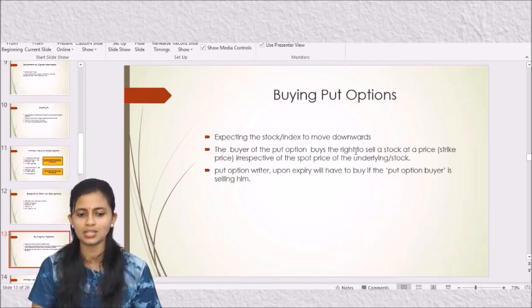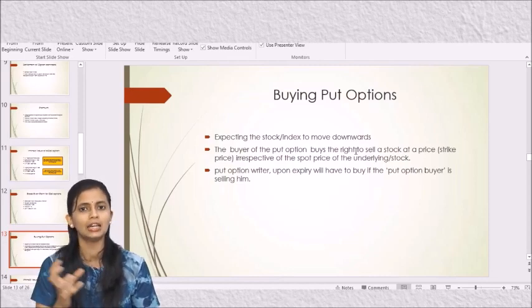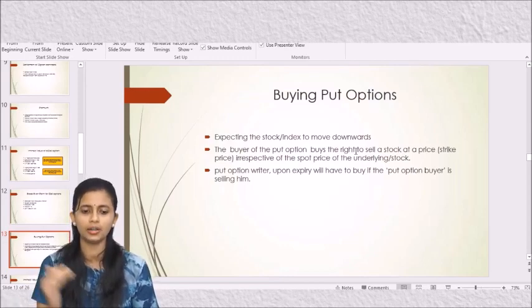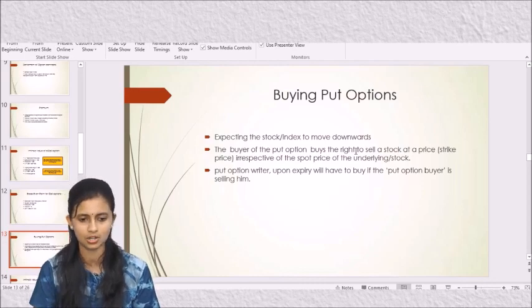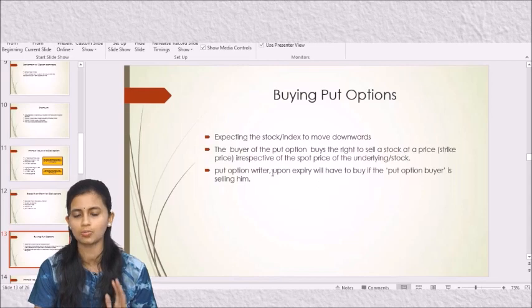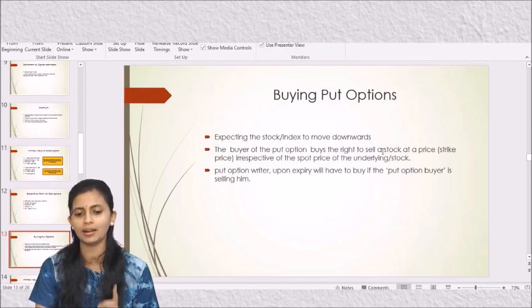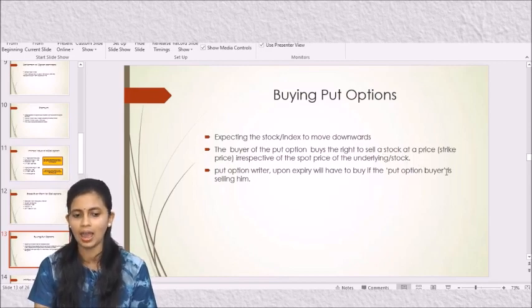First, put means you are expecting the stock or index to move in the downward direction. In call, you are expecting the stock or index to move in the upward direction, whereas in put you are expecting the stock or index to move in the downward direction. Here, the buyer of the put option, please pay attention, this is very important and it's a little bit complicated also. The buyer of the put option buys the right to sell a stock at a price irrespective of the spot price of the underlying asset.